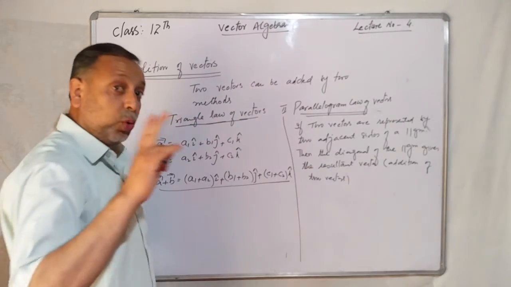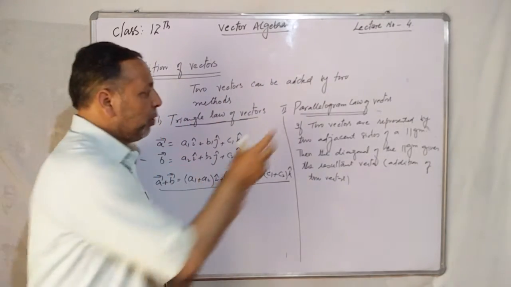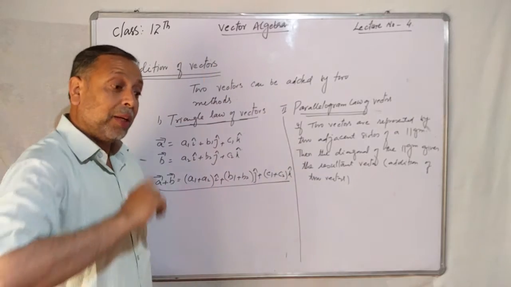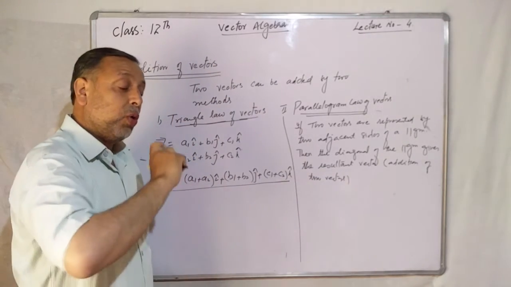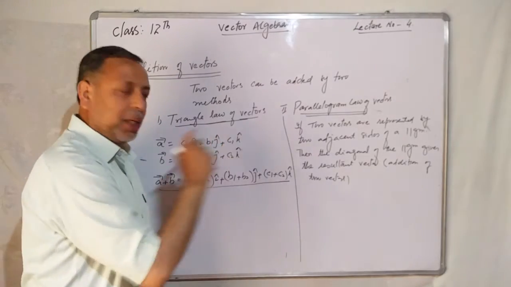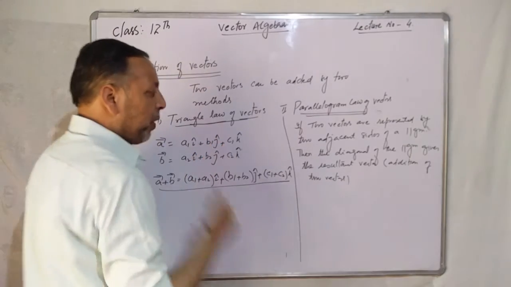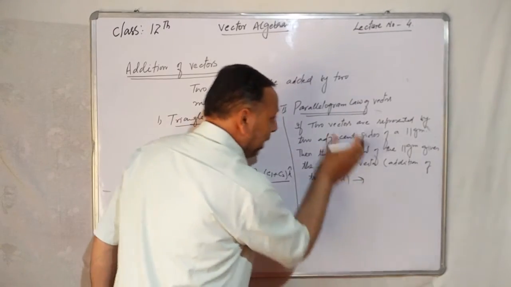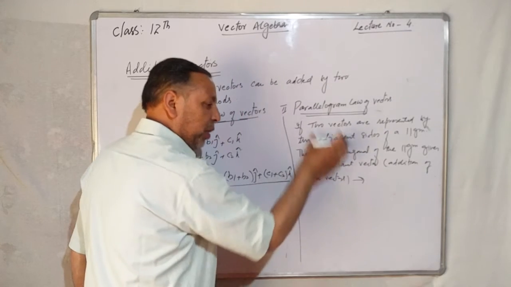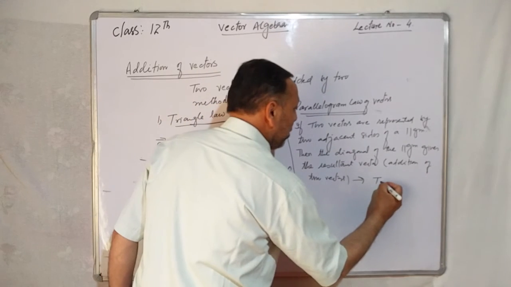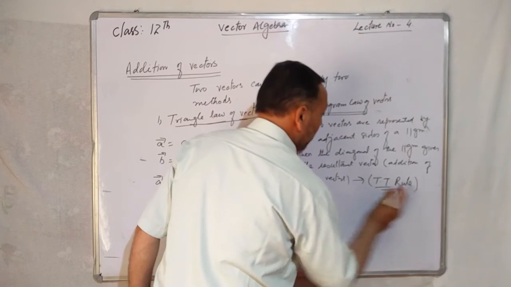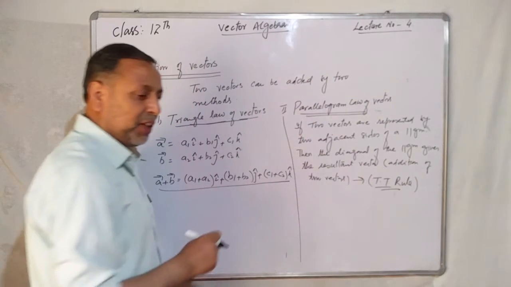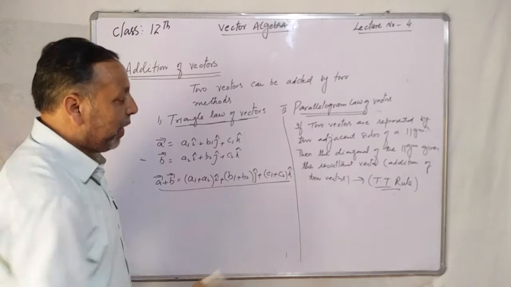यानी अगर दो एडजेसेंट साइड्स पैरेललोग्राम के दो वेक्टर्स को रिप्रेजेंट करते हैं, तब जो डायगोनल होती है पैरेललोग्राम की, वो उसका रिजल्टेंट वेक्टर होता है, और वही रिजल्टेंट वेक्टर एडिशन ऑफ वेक्टर्स को रिप्रेजेंट करता है। तो यहाँ जब आप पैरेललोग्राम लॉ ऑफ वेक्टर्स को अप्लाई करेंगे, तो TT रूल याद रखो। That means tail of one vector should coincide with the tail of another vector.